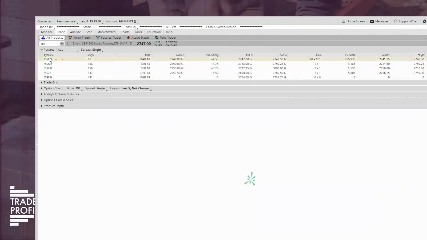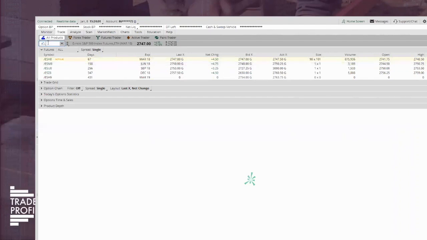So 67 days from now, this contract is no longer tradable. It'll settle in cash. So in order to hold a position, you have to roll that position into the next month. Different futures expire in different increments. So that's something to be aware of. They don't all have the same expiration cycle. Some will expire every month. Some expire quarterly. So you just kind of have to know where you're in to make sure that you're in the right month.